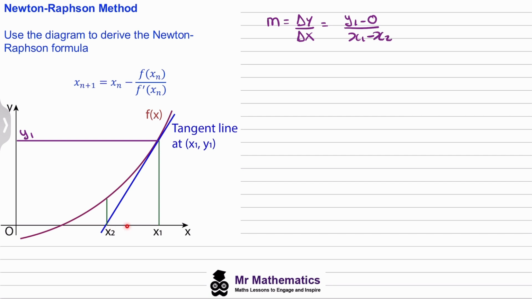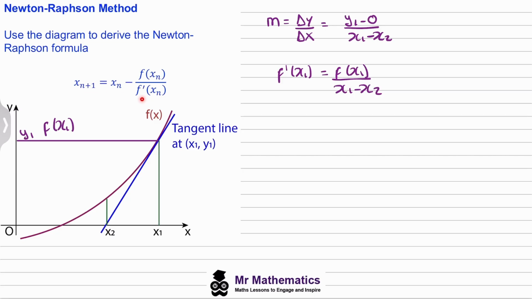And if we let this change in x become very, very small, then the gradient becomes f prime of x1. And the y1 value becomes f of x1. So when you substitute this value of x into the function, we get the value of y, f of x1. So this will be f of x1 over x1 minus x2.